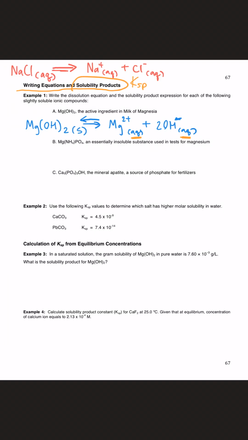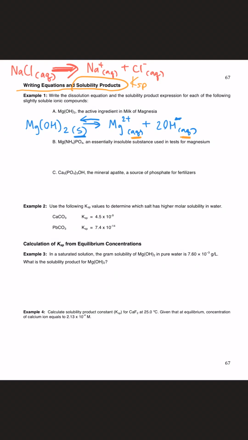Note that we use just one arrow here, because this reaction is not reversible. Sodium chloride is going to completely dissociate into sodium ion and chloride ion, which is different from magnesium hydroxide, an insoluble ionic compound. In this case, magnesium hydroxide dissociates in water only partially, and is going to reach the maximum amount, or reach equilibrium.